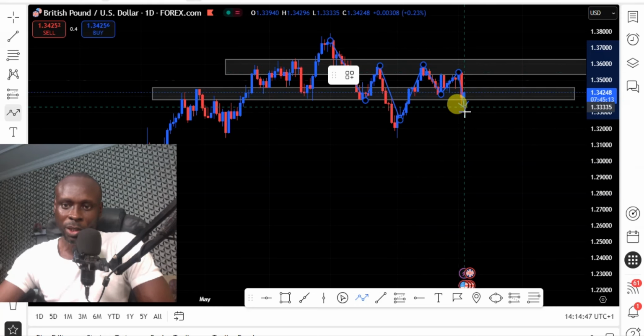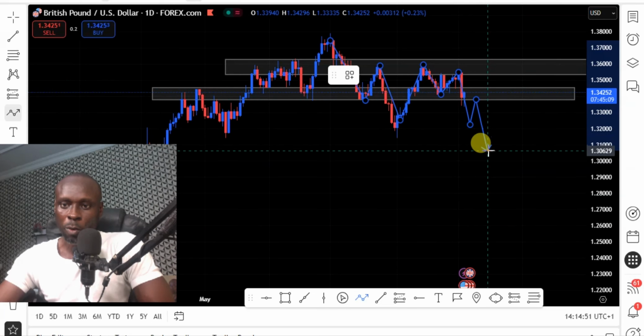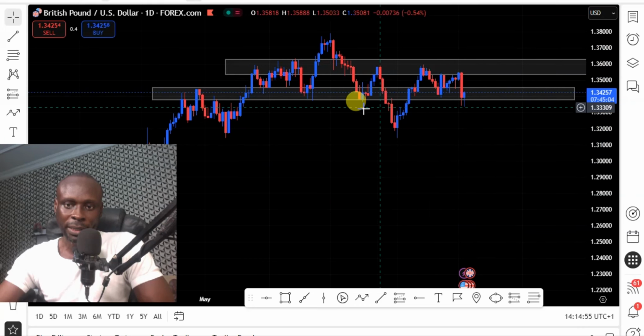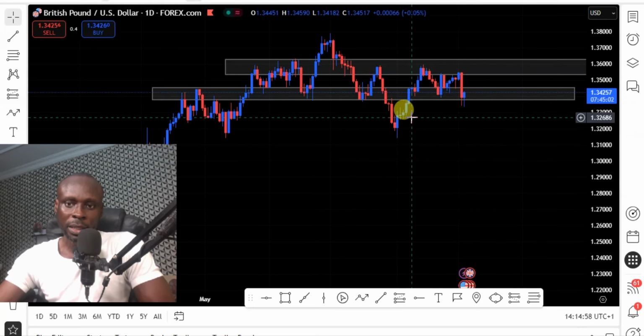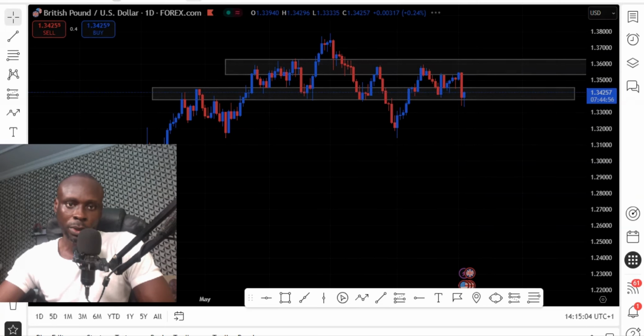So we expect price to break this support level, then we can start looking for our sell opportunity to the downside. For now, the Great British Pound USD still remains sideways. We expect to see price break below this support, then wait for a retest before we can start looking for a sell opportunity on the Great British Pound USD. So let's look at the weekly chart of the Great British Pound USD.